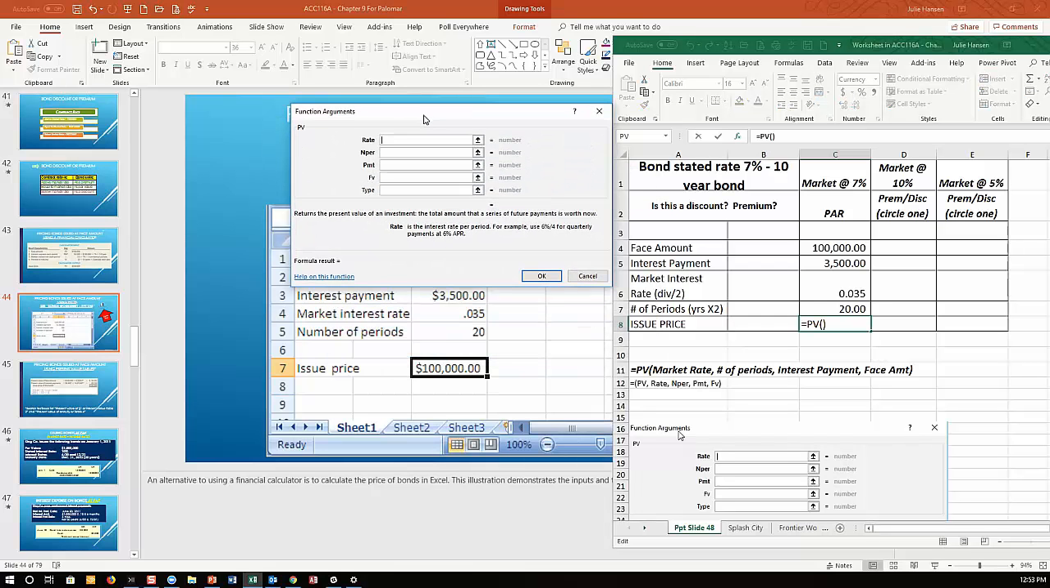So then you come over here and you go, what's the rate? So here I'm just going to click on this cell for rate. How many periods? There's how many periods. What are my payments every 6 months? I've already calculated that. And what's the future value? And that would be $100,000. So what I'm finding out here is what this bond is going to be issued at, considering the fact that the market interest rate is 7%. I'm going to be paid for 20 periods, $3,500, and then I'm going to be paid back my $100,000 at the end.